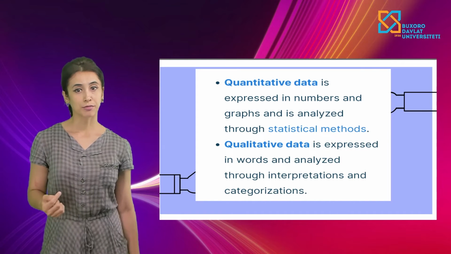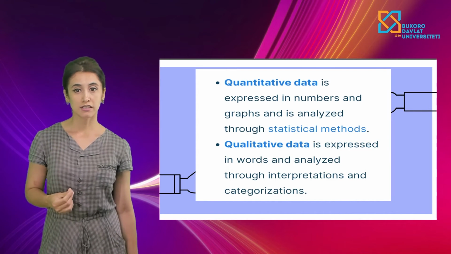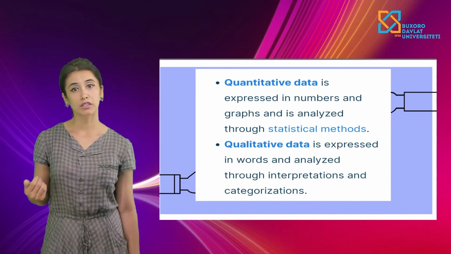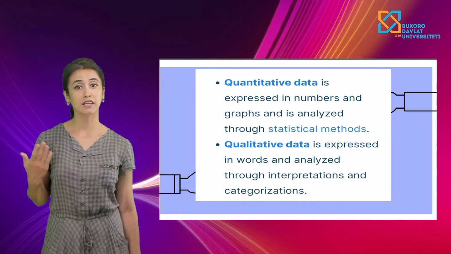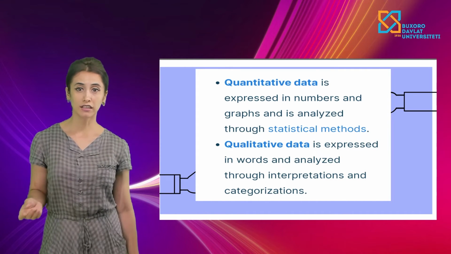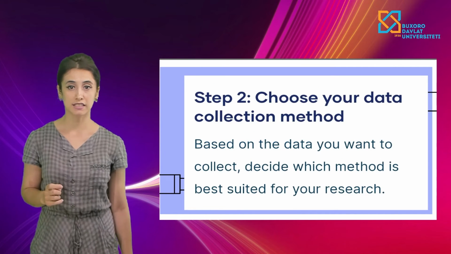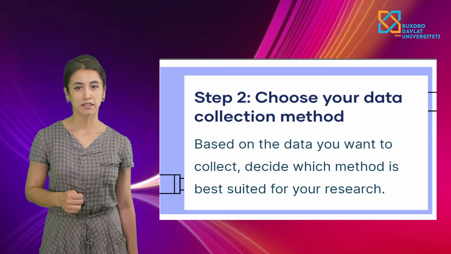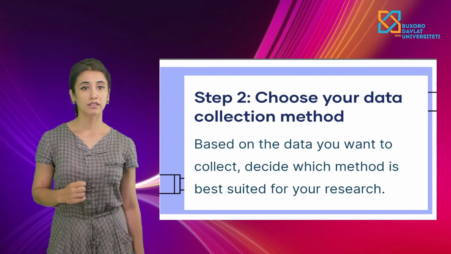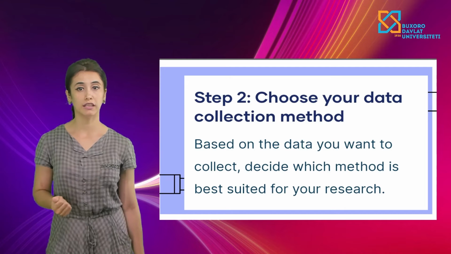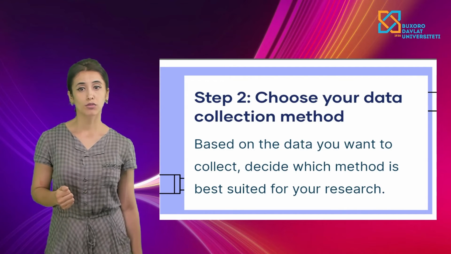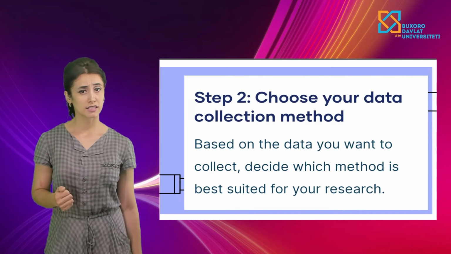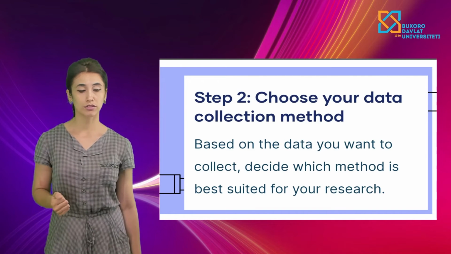Qualitative data is expressed in words and analyzed through interpretations and categorizations. Quantitative data is expressed in numbers and graphs, and analyzed through statistical methods. So step 2, choose your data collection method. Every researcher should identify his or her own data collection method. It depends on the data you want to collect. Decide which method is best suited for your research.